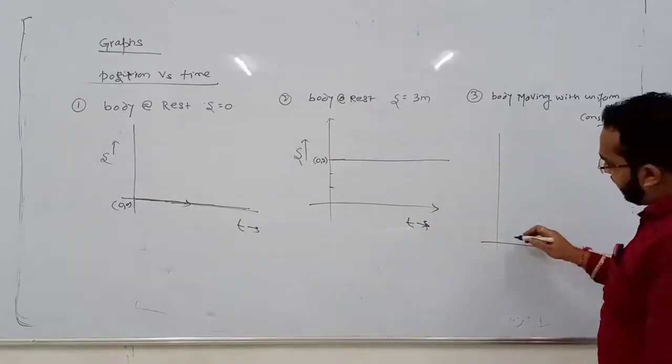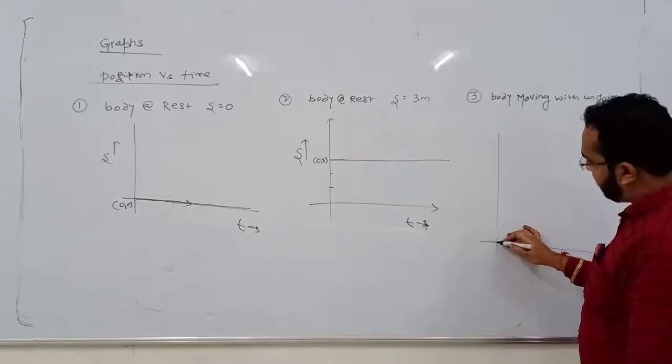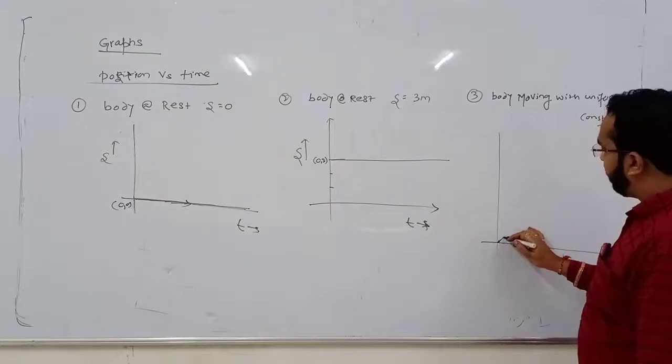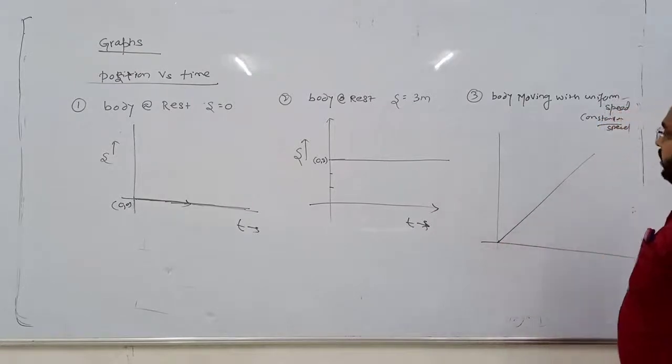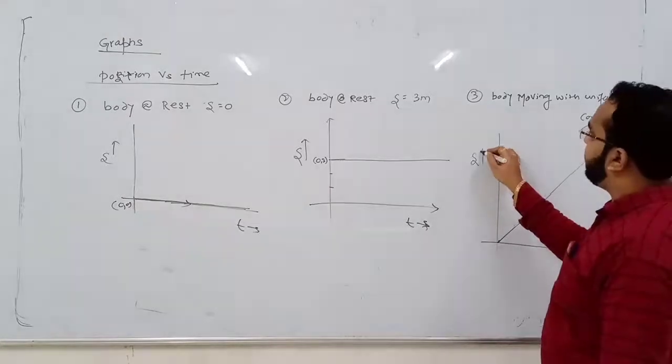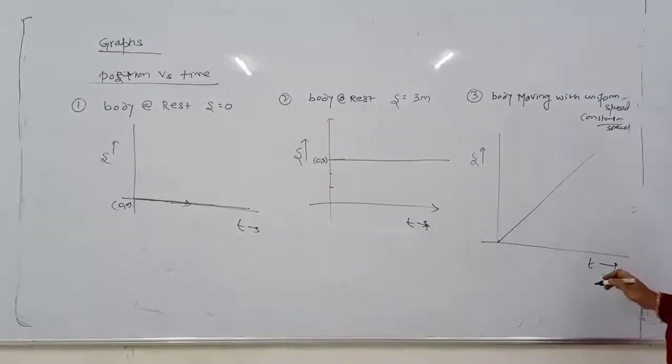Constant speed will go on, starting from rest, suppose. Constant speed. This is the curve. This is displacement. This one is time.